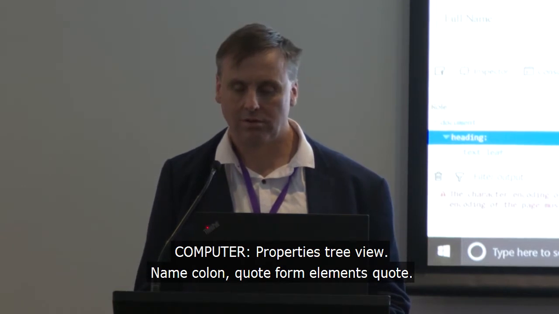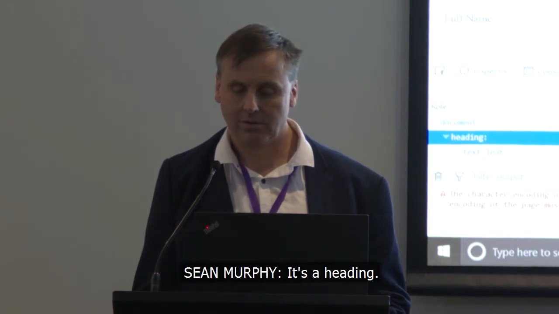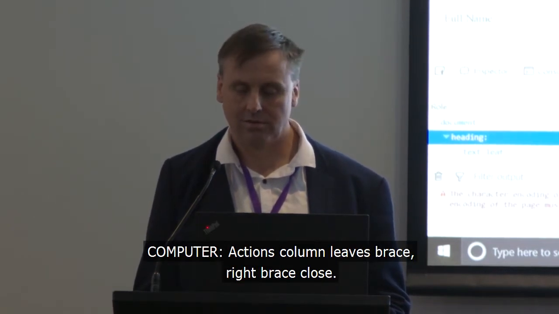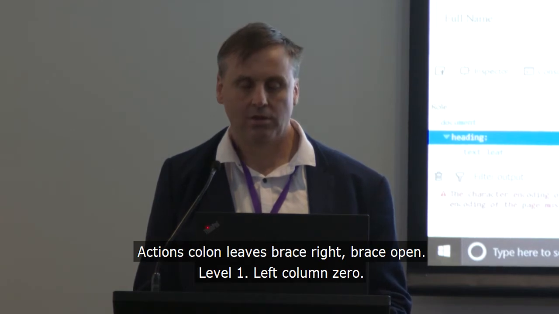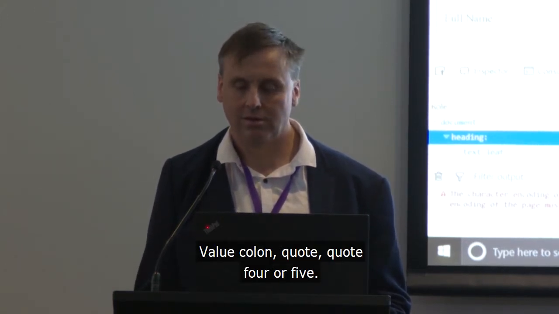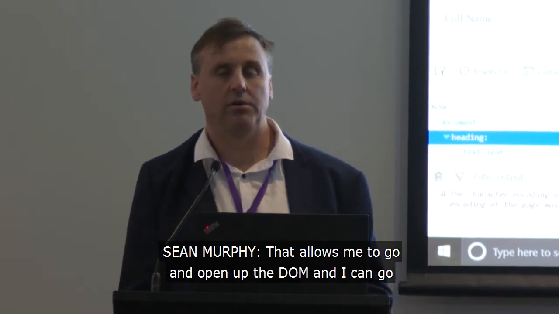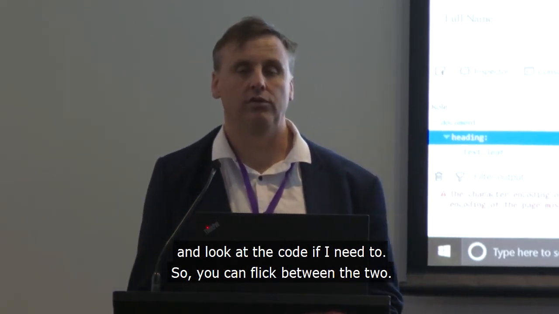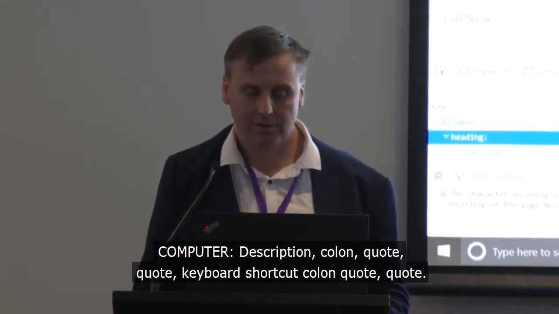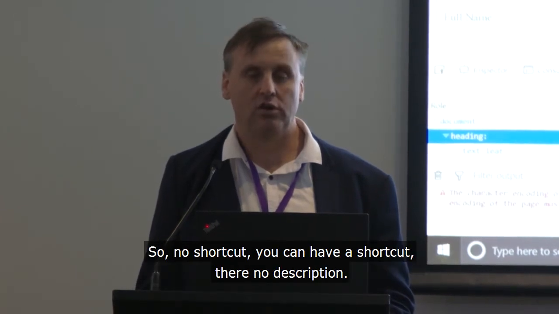Properties tree view. Name: "form elements". 1 of 5. Property is populated. Role: "heading". It's a heading. Actions: {} closed. Actions: {} open. Level 1. Length: 0. So it's a level 1 heading. Level 0. Value: "". 4 of 5. No value. DOM node: H3. Click to select the node in the inspector. That allows me to go and open up the DOM, and I can go and look at the code if I need to. So you can flick between the two. Description: "". Keyboard shortcut: "". So no shortcut. You can have a shortcut there.